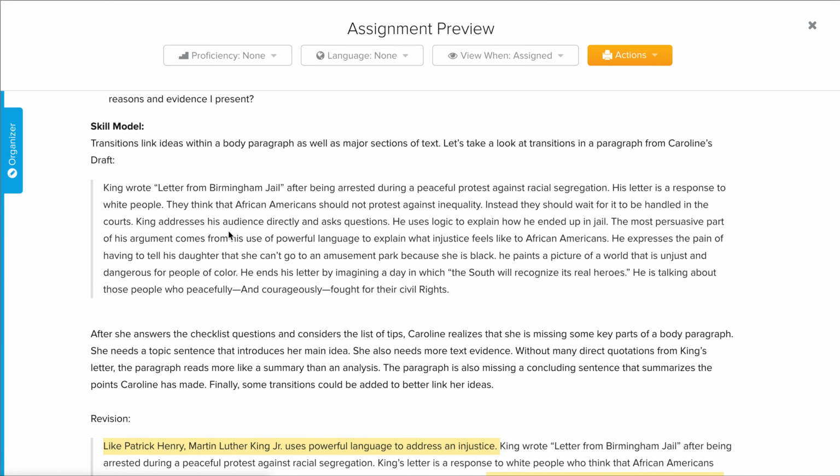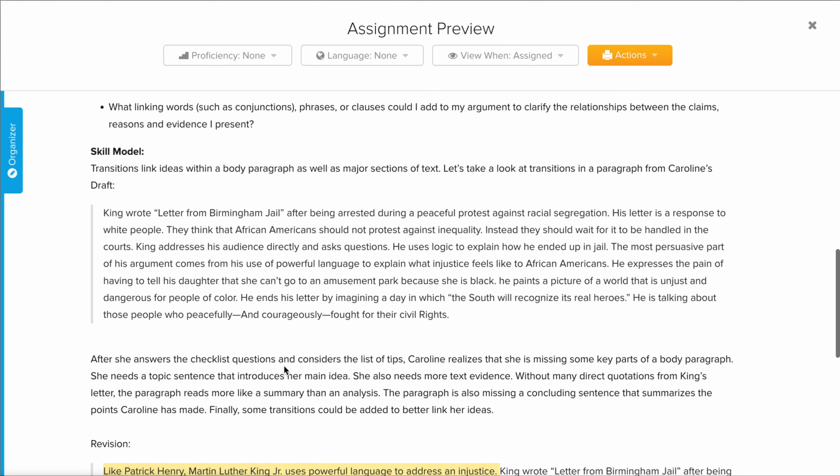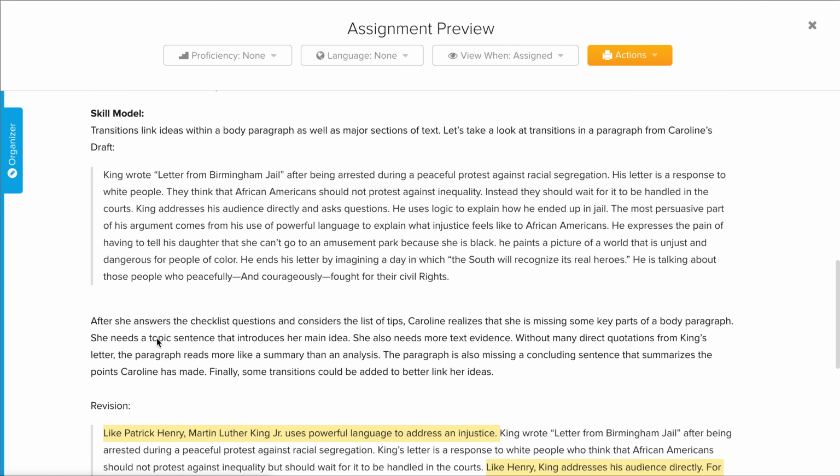So what she's doing here is she's looking at one of her body paragraphs. I believe this is the third body paragraph from her draft. And she's taking a look at it and using the checklist that's above here. She's seeing where she needs to improve on her body paragraph. So let's see what she says. After she answers the checklist questions and considers the list of tips, Caroline realizes that she's missing some key parts of the body paragraph. She needs a topic sentence that introduces her main idea. She also needs more text evidence. Without many direct quotations from King's letter, the paragraph reads more like a summary than an analysis.